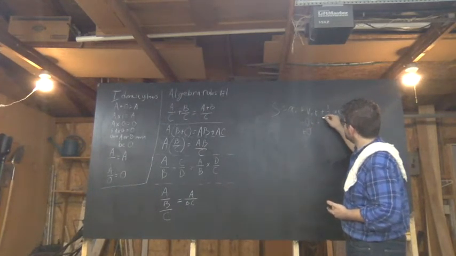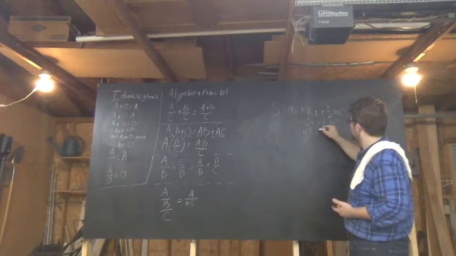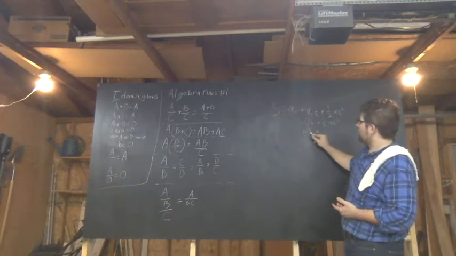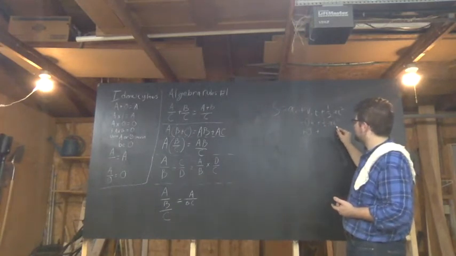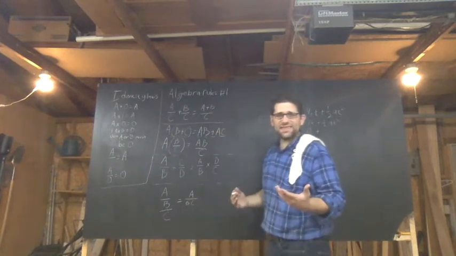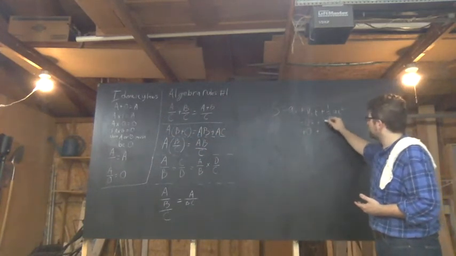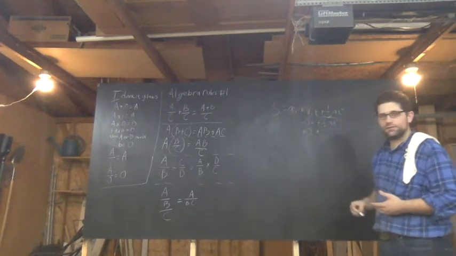And so I would still have 1/2 at squared. And then I have 0 plus 1/2 at squared. Remember, anything plus 0 is that thing. So I would have 0 plus 1/2 at squared. I'd be left with 1/2 at squared.